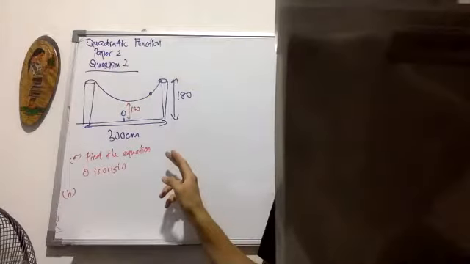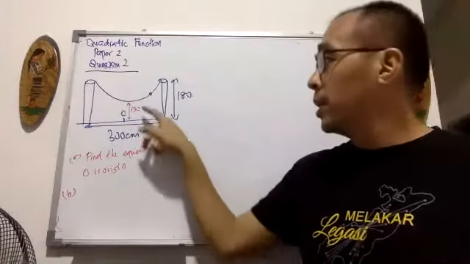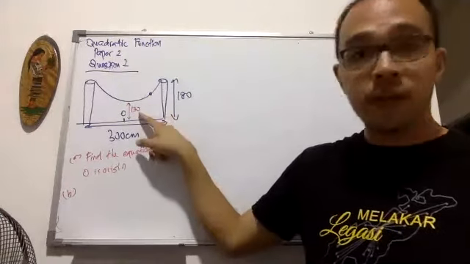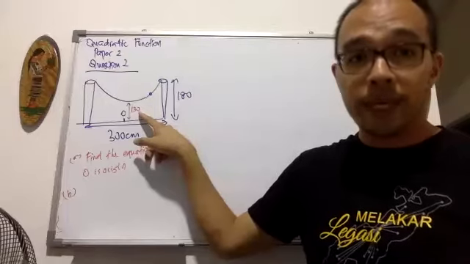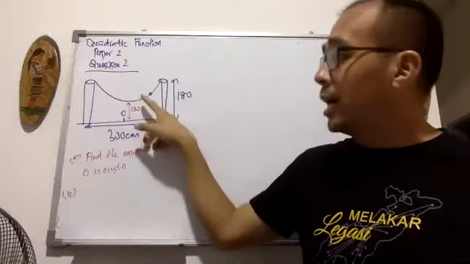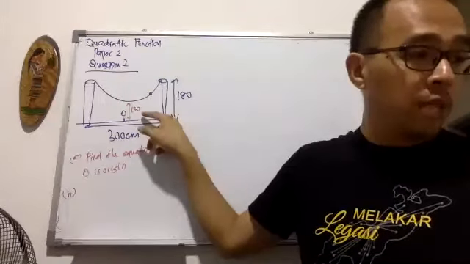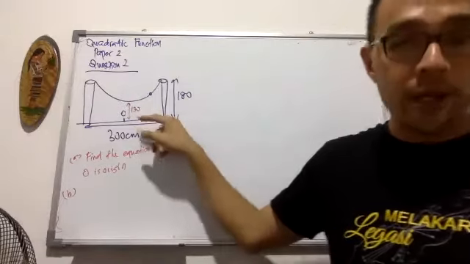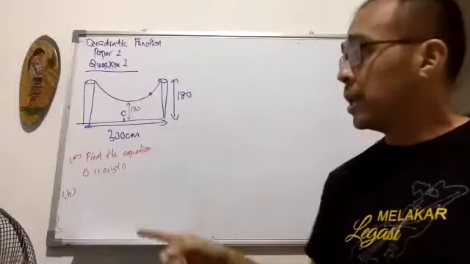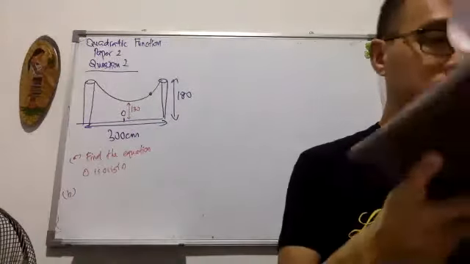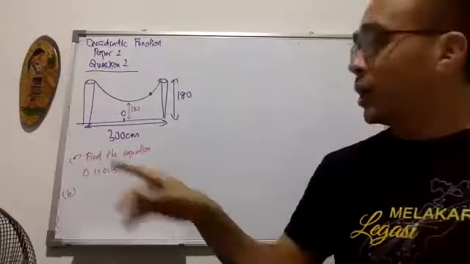And then it says the height of the rope in the middle. This is not given in the figure, but it is given in the question. The height of the rope in the middle between the two poles is 130 centimeters from the ground. So the first question is, we assume that point 0 is the origin of the axis. Find the equation of the parabolic suspension rope.